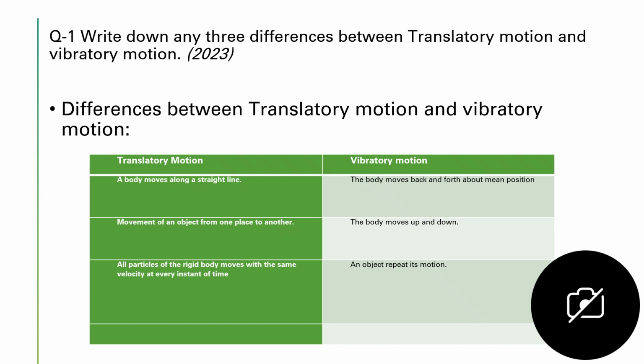In translatory motion, the second difference is movement of an object from one place to another. In vibratory motion, the body moves up and down. In translatory motion, all particles of the body move with the same velocity at every instant of time, while in vibratory motion, an object repeats its motion itself. So it is enough for 3 marks.